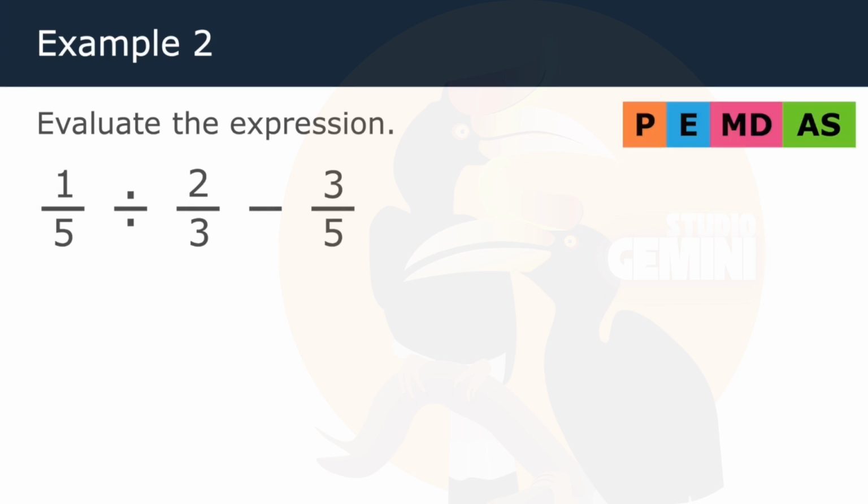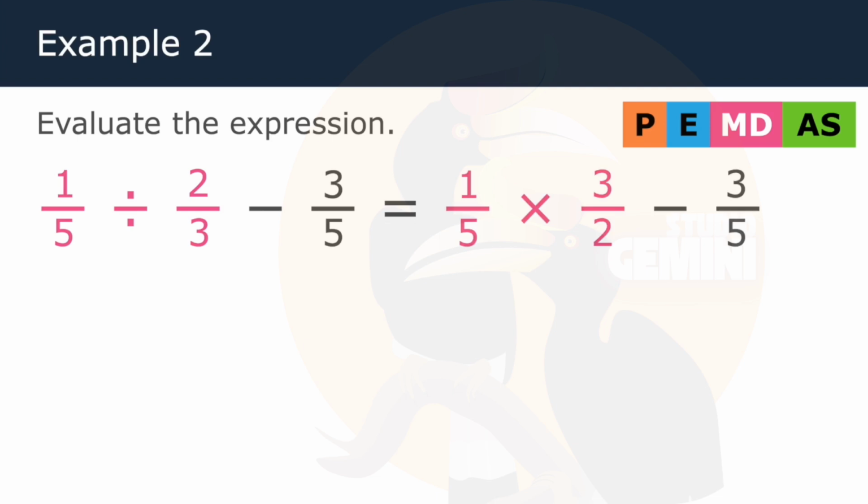Again, we'll follow the order of operations. There are no parentheses, exponents, or multiplication, so we'll start with division. Dividing by a fraction is the same as multiplying by its reciprocal, so let's rewrite it as a multiplication problem. The reciprocal of 2 over 3 is 3 over 2. So we'll multiply 1/5 times 3/2. We will multiply our numerators and then our denominators, and we're left with 3 over 10.